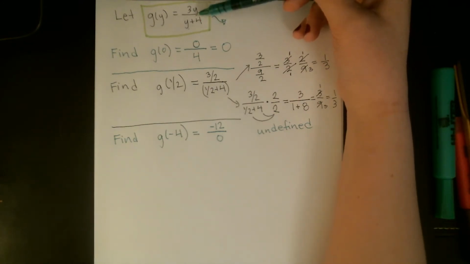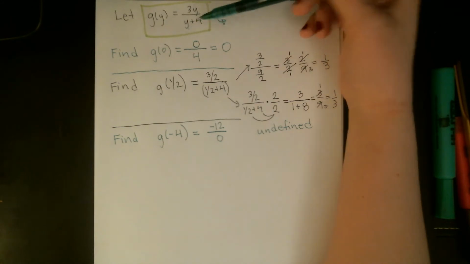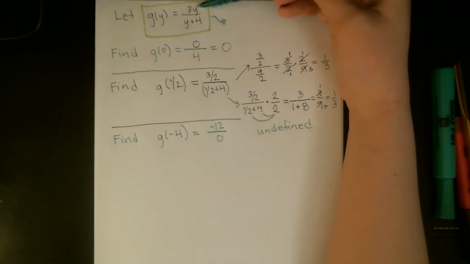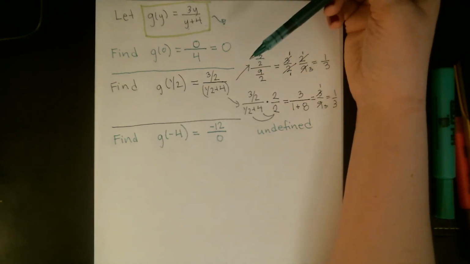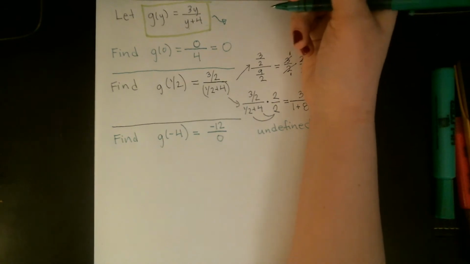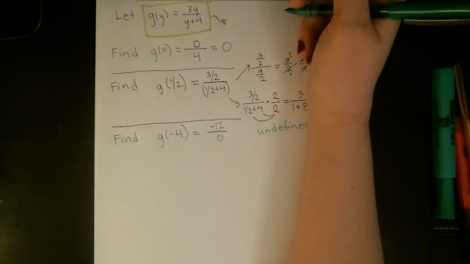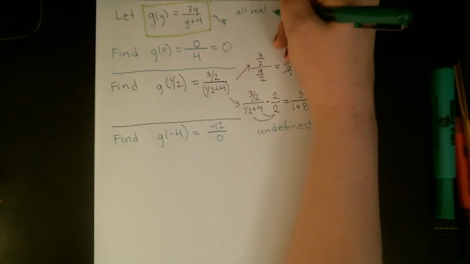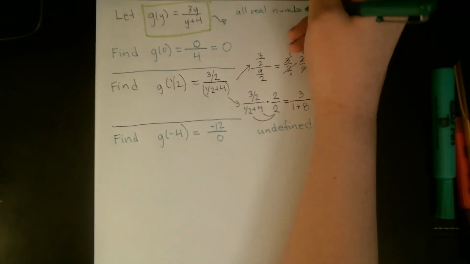Performing division, the only way you can get in trouble is with that 0 in the bottom, and -4 is the only thing that would give you that 0 in the bottom. The multiplication, the addition, there's nothing you can't multiply by 3 or add 4 to. So really the domain of this function is all real numbers except -4. And you can write that out for me if you want.